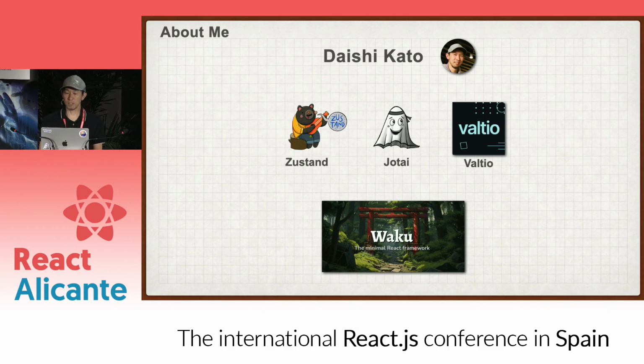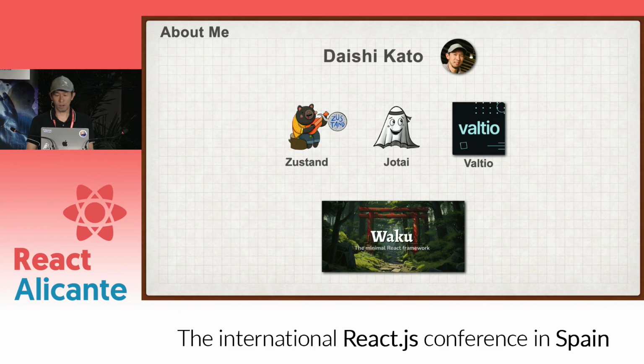Let me introduce myself. I'm Daishi Kato. I develop open source libraries for React. I love coding, and I believe open source is a great way to collaborate and share ideas. Some libraries I developed are Zustand, Jotai, and Valtio. They are all state management libraries for React. If you use any of those libraries, thank you.